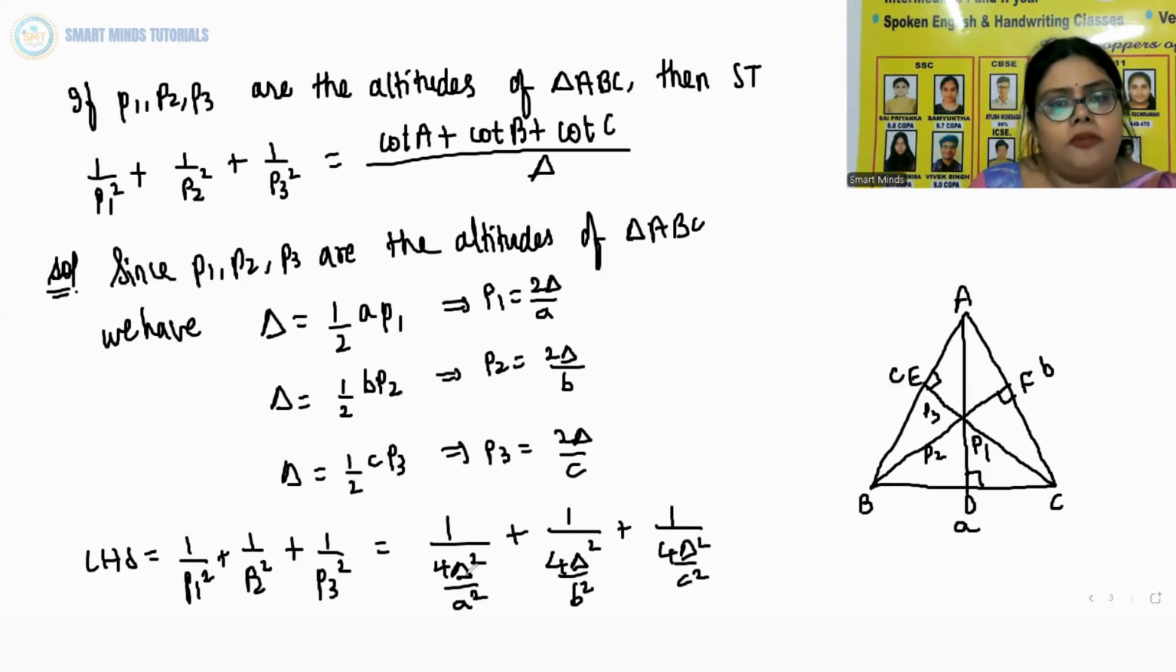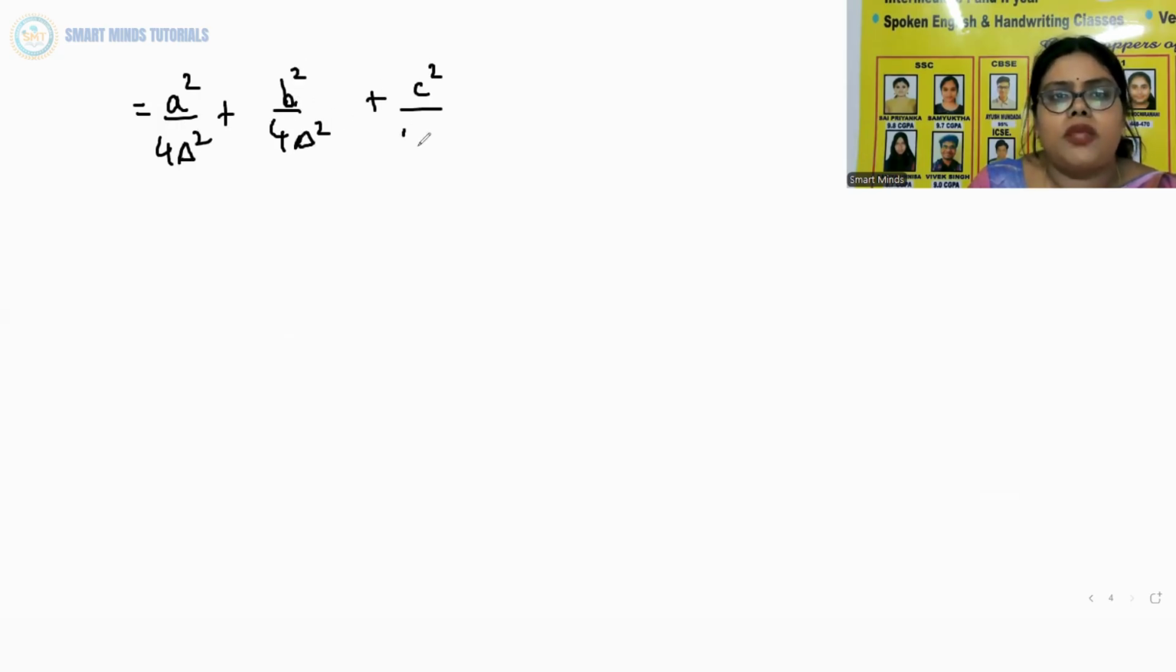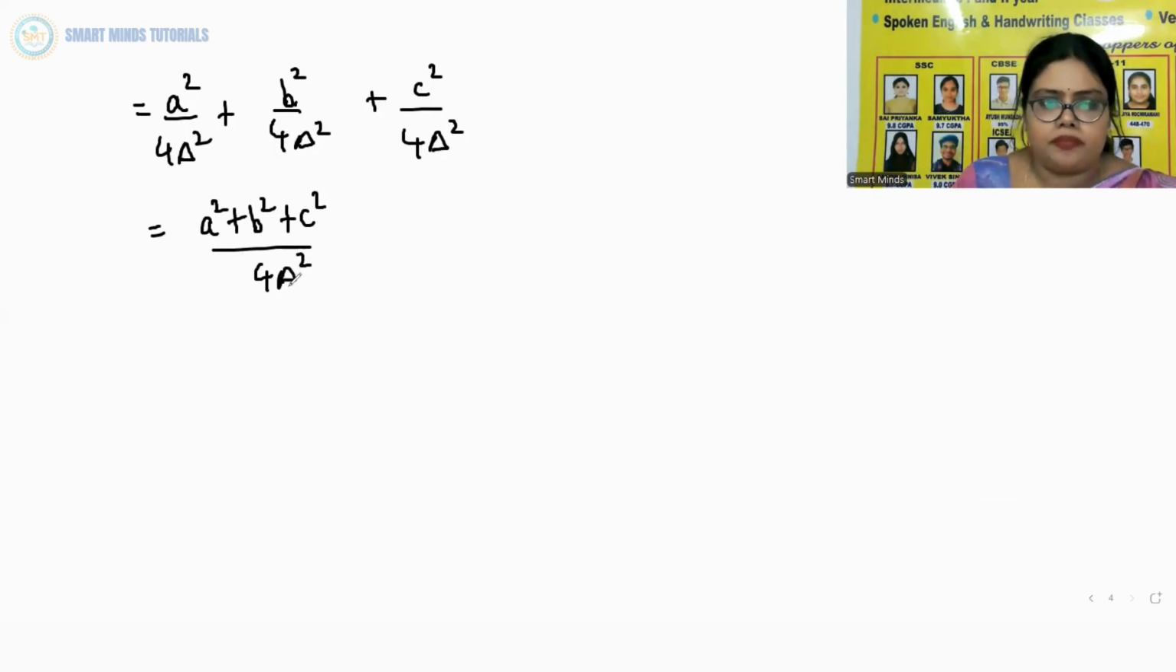Now we take the denominator part to the numerator, so it will become reciprocal. So that is a square by 4 delta square plus b square by 4 delta square plus c square by 4 delta square. Now you add the numerators: a square plus b square plus c square by 4 delta square. So this is equation number 1.